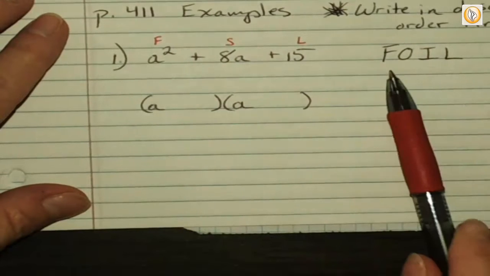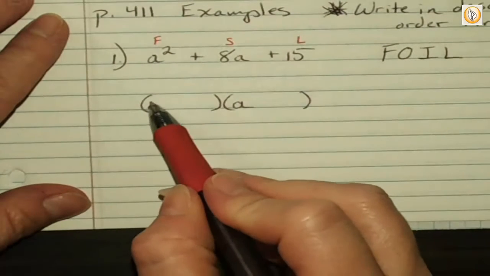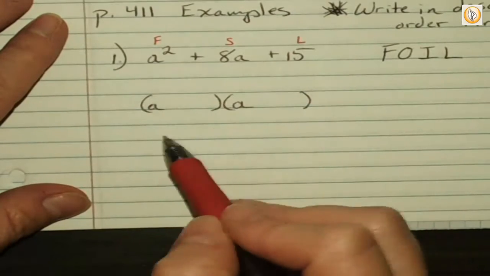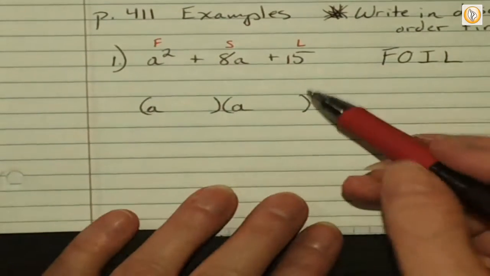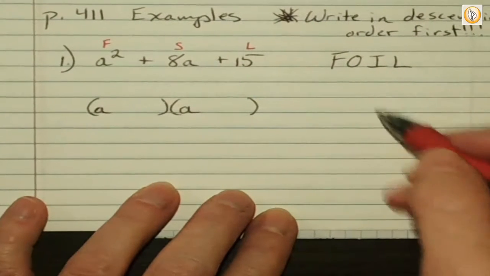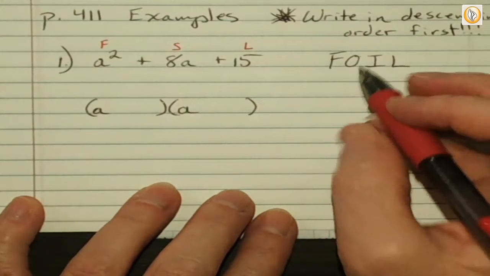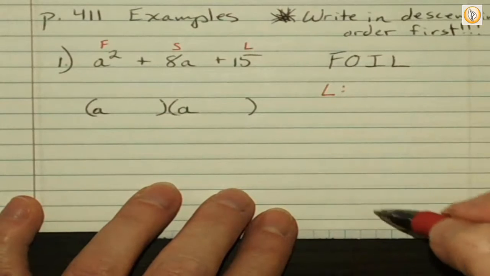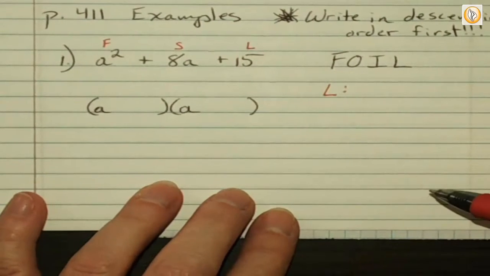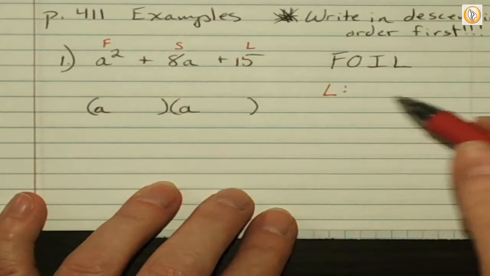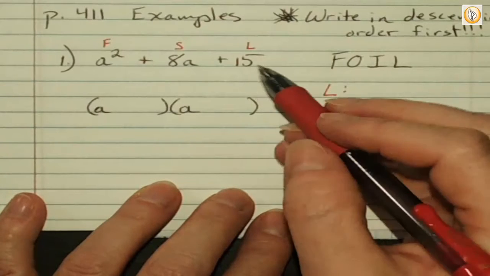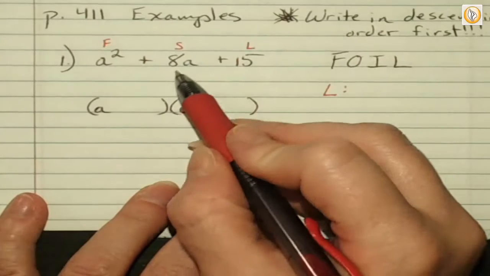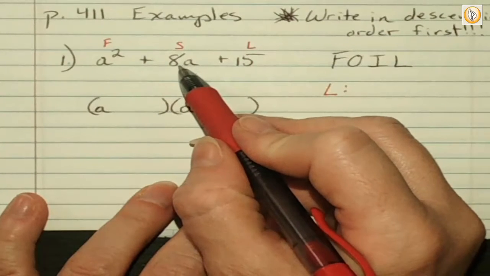So if you remember, first, A times A is a squared. Do y'all see where I got that? Okay, now we're looking at the last term. So over here, I put an L for last, and we're going to list all the different ways that we can get positive 15 when we multiply, but a positive 8 when we add.